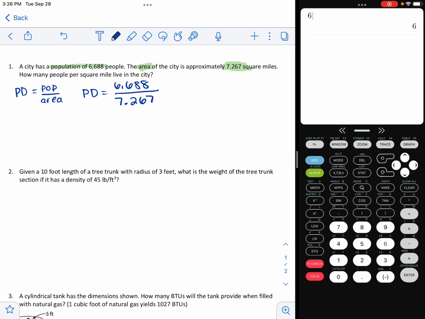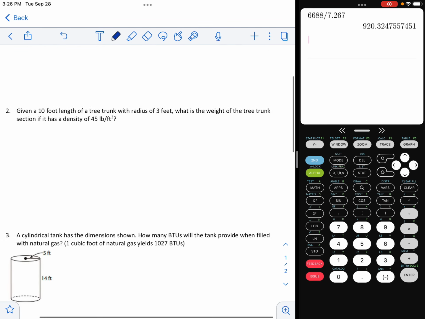So 6,688 divided by 7.267, and I get 920.32, and this is people per square mile. Mile squared. All right, so that's the population density.